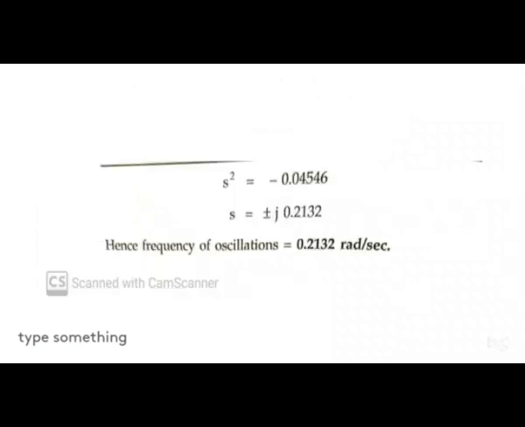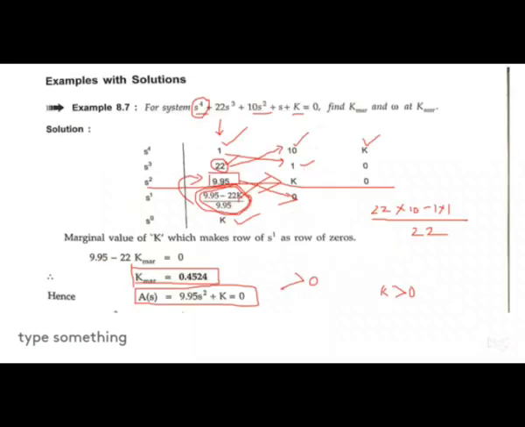If you solve this, you get s square equal to this term. Then the frequency of sustained oscillation is plus or minus j 0.2132. So that is your frequency of sustained oscillation. And one more thing: K should be greater than 0 and less than 0.4524. Only under this condition is the system going to be stable.